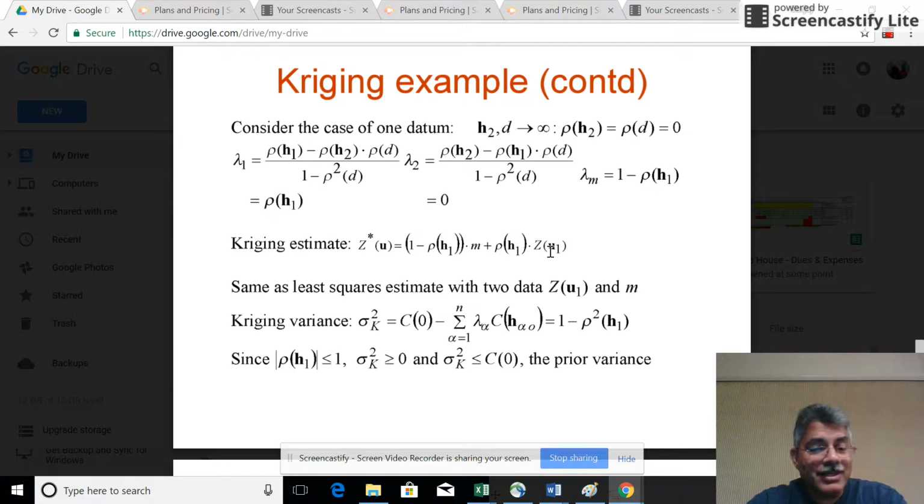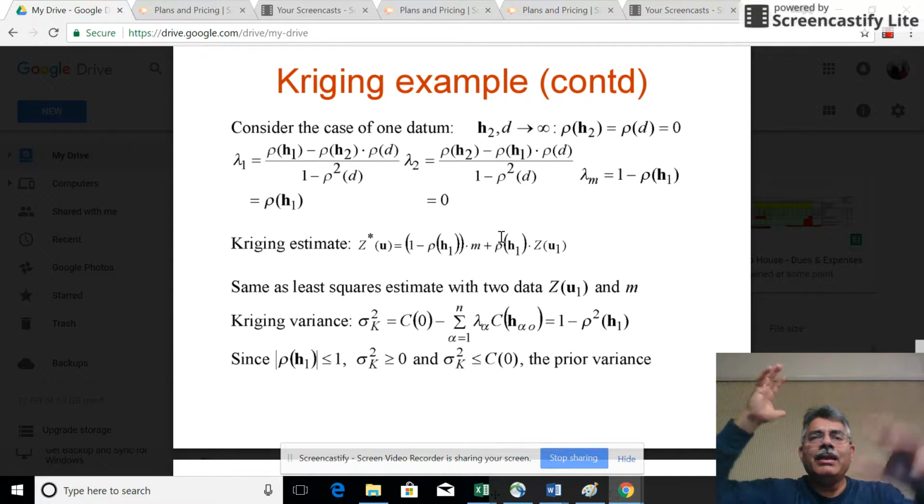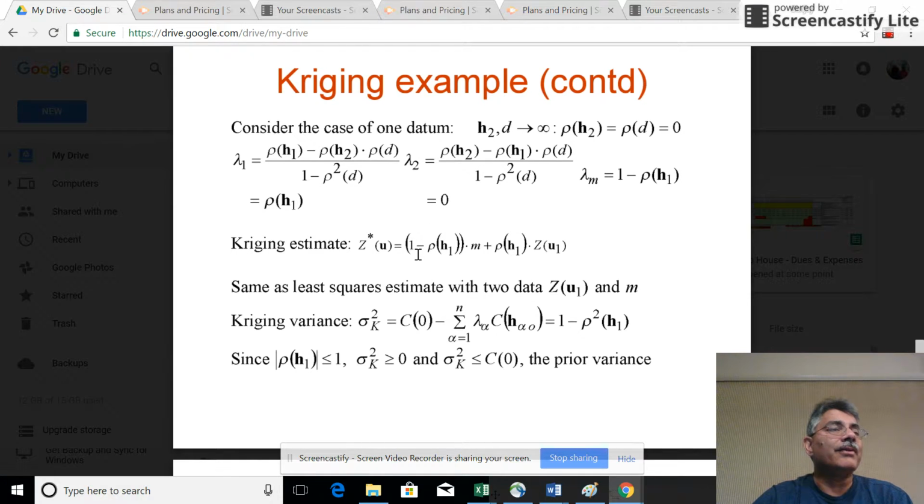Now, the interesting thing is that rho h1 is nothing but the correlation between the data and the prediction. Rho is almost like the rho xy we had in linear regression. 1 minus rho h1 is also something like a correlation between the mean and the prediction that you're trying to make. So the point that I want to make is that when you move one of the data points to infinity, in other words, you have killed any communication between the data. So the data don't chat with each other. In that situation, Kriging becomes exactly linear regression.